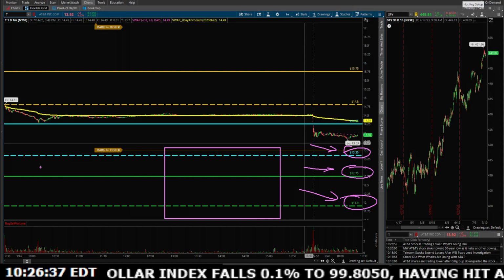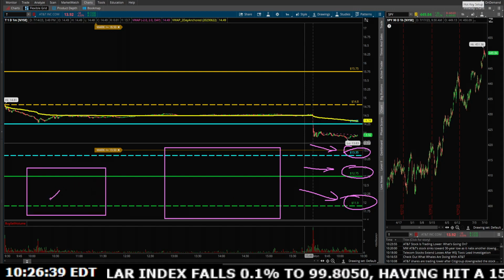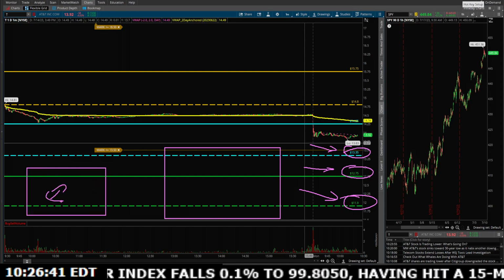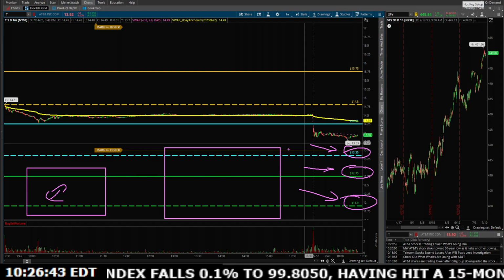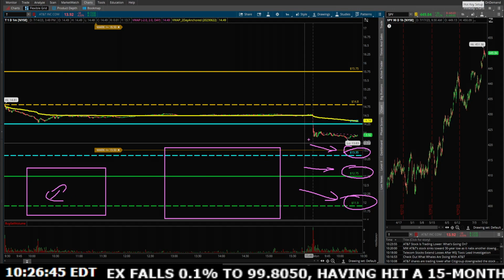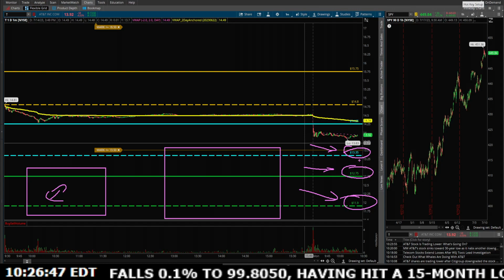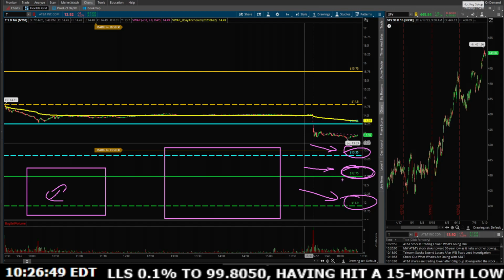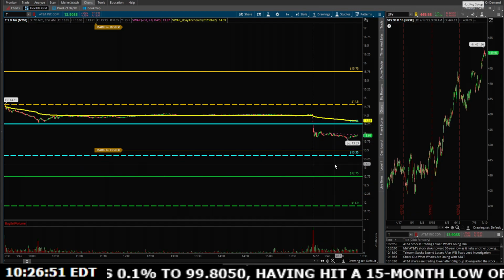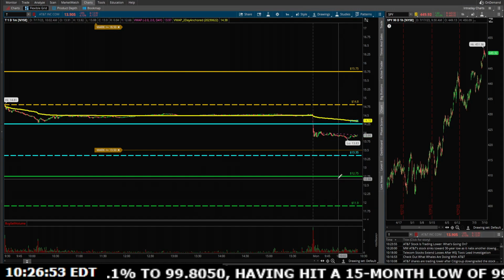The best levels and the strongest levels are always going to be these green ones. These are our third deviations. These are always going to be the strongest. So if you want the highest probability trade, you could potentially wait for a potential pullback all the way down to $12.75, then potentially look to take it long bias. So that's what I'm looking at from a support side.